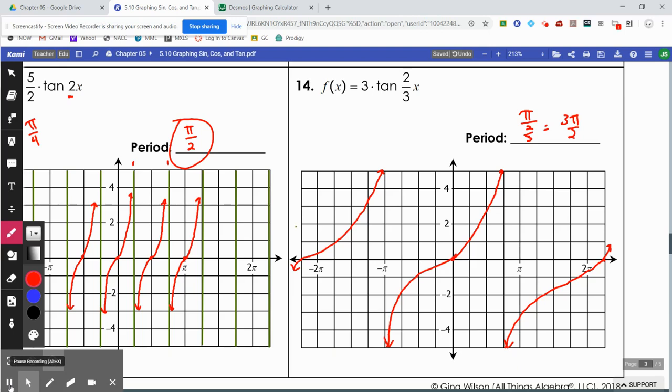And again, you can use these. You can use a table of values to graph these. You can use your calculator, plugging in values, make a table, use Desmos, use all those resources that you have available.